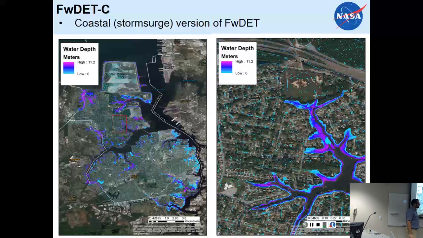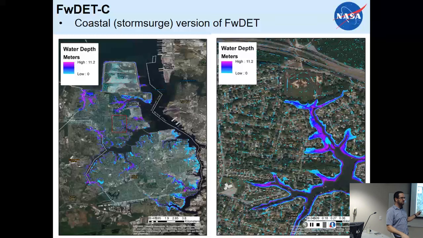So I had to redo or create a new version of FUDET, I call it FUDET-C for coastal, that basically removes the actual pixels that sit on the water or on the coast itself, and then ran the same calculation and compared it to a high-fidelity hydraulic simulation using the storm surge.